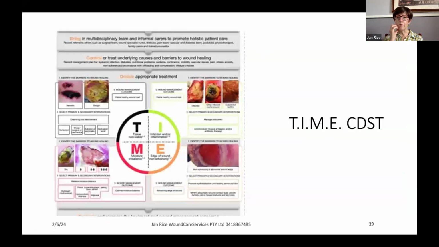So here's your TIME, which you all know. T stands for tissue, is it viable or non-viable? I is for inflammation or infection. M is for moisture balance, so not too dry, not too wet. And E is for the edge of the wound. Is it advancing or non-advancing? In fact, does it look normal? Is it rolled? There are a whole heap of descriptors under E. Some people use the E also for exudate.